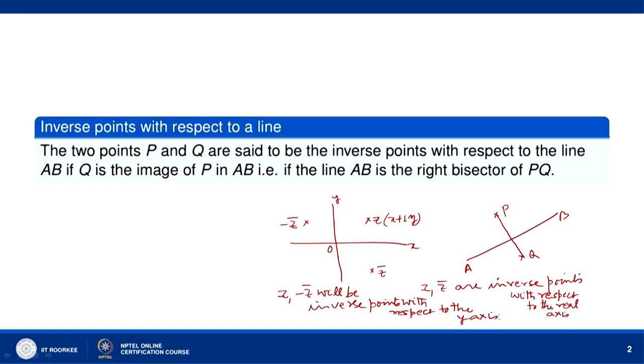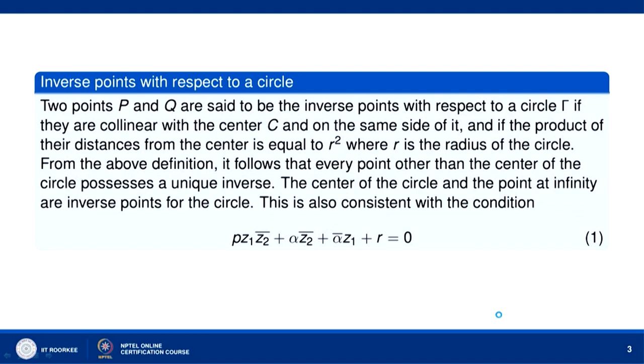Now let us see how we define inverse points with respect to a circle. Two points P and Q are said to be inverse points with respect to a circle gamma if they are collinear with the center. So let us take any circle, let C be the center and the circle be gamma. Then P and Q are called inverse points with respect to the circle gamma if they are collinear with the center C and on the same side of it, and if the product of their distances from the center is equal to r square, that is, CP into CQ equals r square, where r is the radius of the circle.